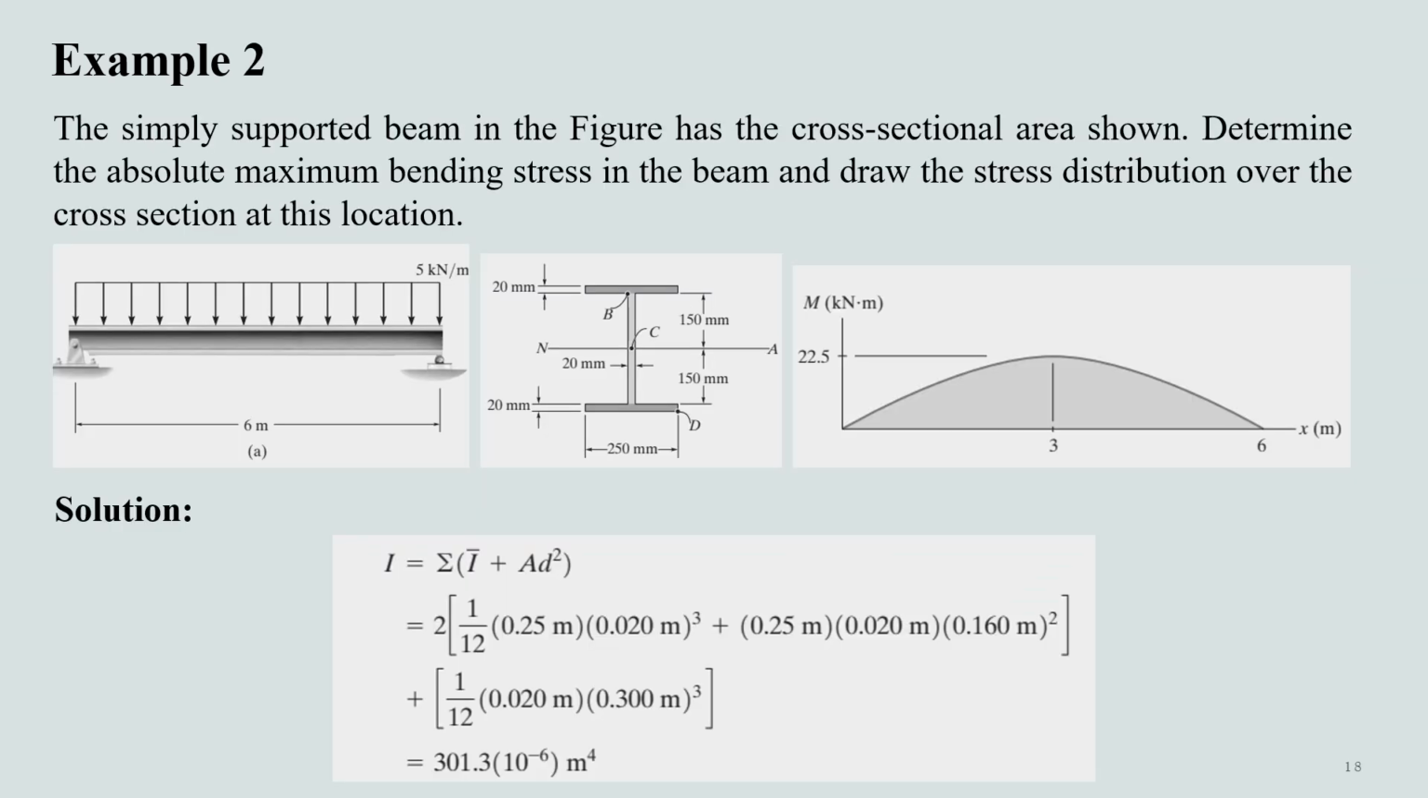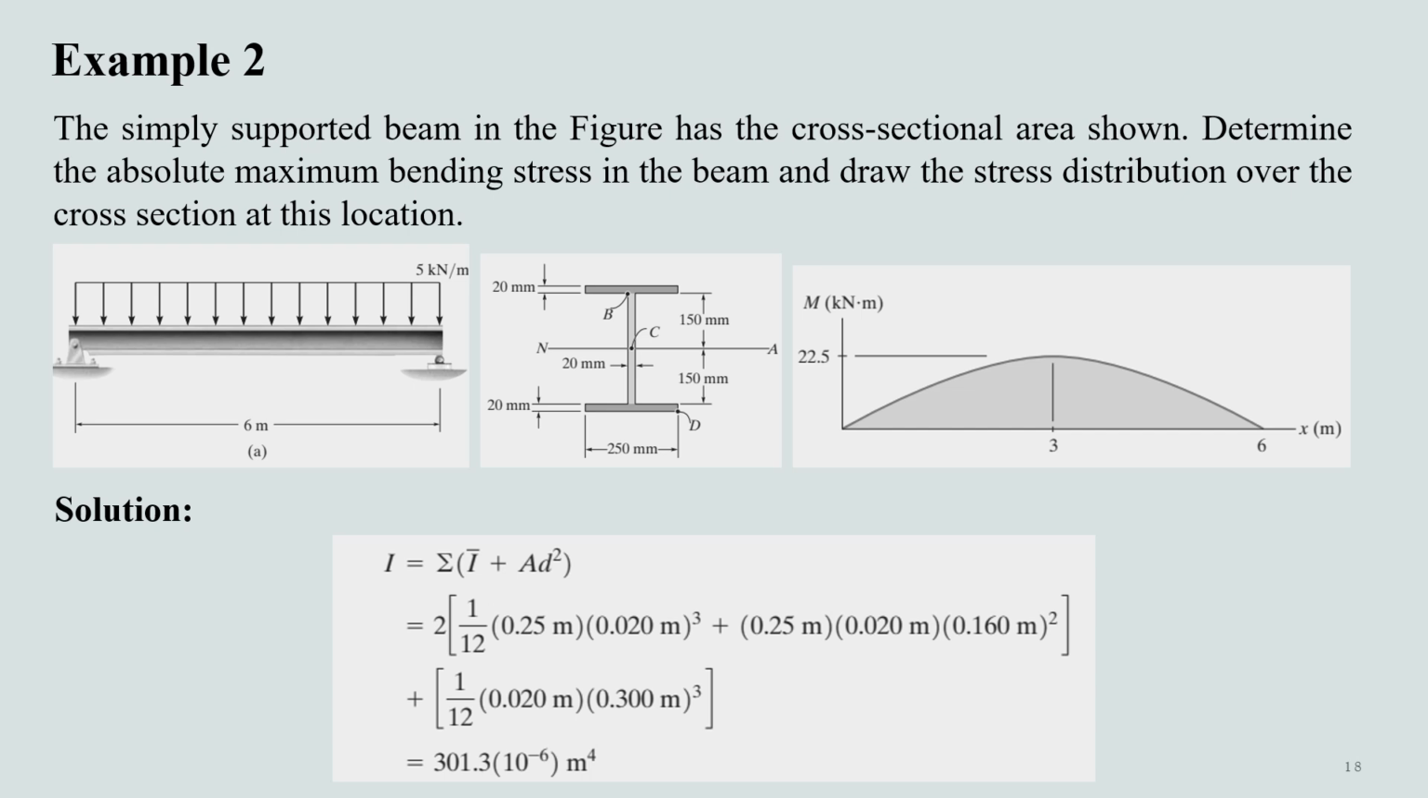We have this simply supported beam. We have to determine the absolute maximum bending stress in the beam, and then draw the stress distribution over the cross section. The absolute maximum stress in this beam will occur at the location of absolute maximum bending moment, which is the center point for this simply supported beam, as we already know.